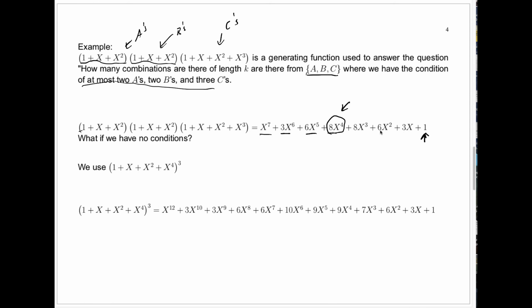How many combinations of length 2? Well, you could take 2 A's, 2 B's, 2 C's, or you could take an AB, an AC, or a BC. You could easily list those. We already showed the combinations of length 3, and then up to the 4s, the 5s, the 6s, the 7s. You're not going to get combinations of more than 7 because we have at most 2 A's, 2 B's, and 3 C's. That's why the highest power of x that appears here is 7.